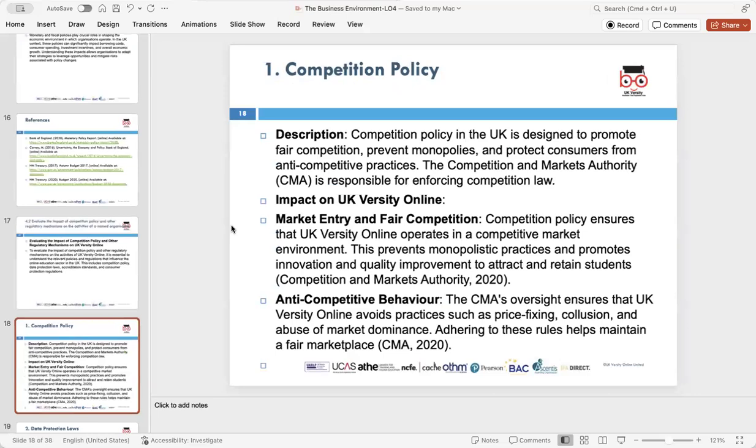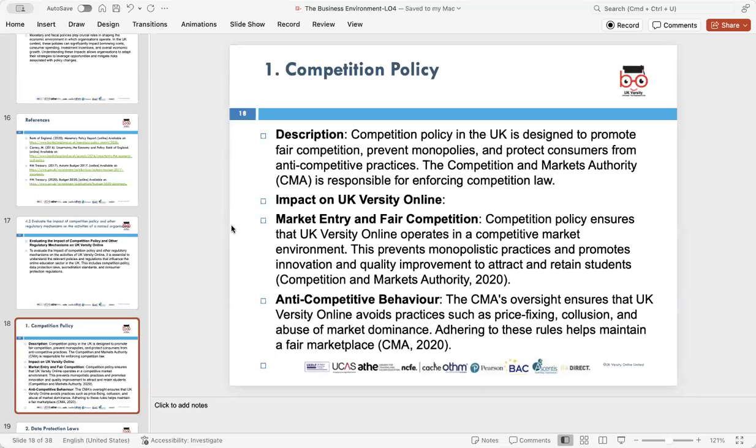Okay, so competition policy plays a very important role in regulating markets to ensure fair competition and protect consumers from anti-competitive practices in the UK. So the Competition and Markets Authority is tasked with enforcing competition laws.